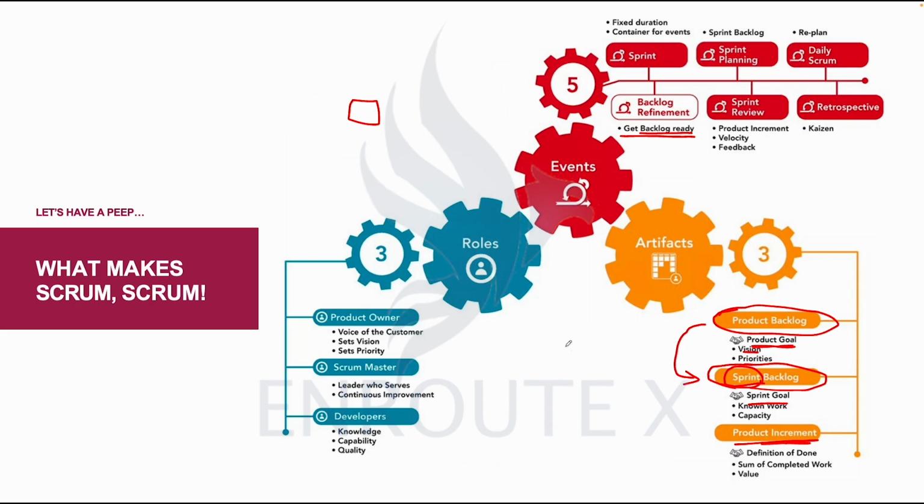So all you need to know is the 3-5-3 of Scrum. The 3 roles in Scrum: the product owner, the Scrum Master, and the developers. The 5 events in Scrum: the sprint, sprint planning, daily Scrum, retrospective, sprint review, plus the backlog requirements. And the 3 artifacts: product backlog, sprint backlog, and the product increment.